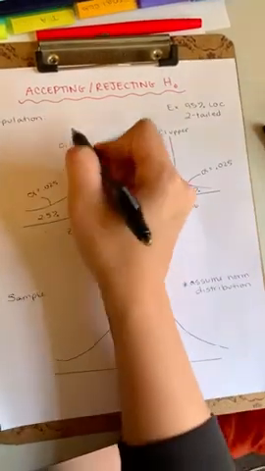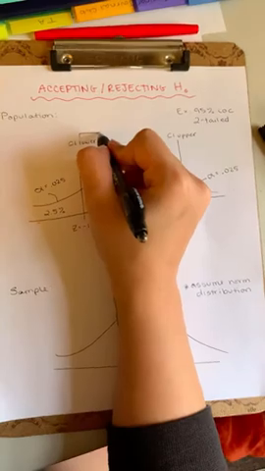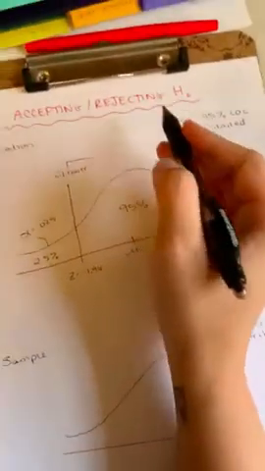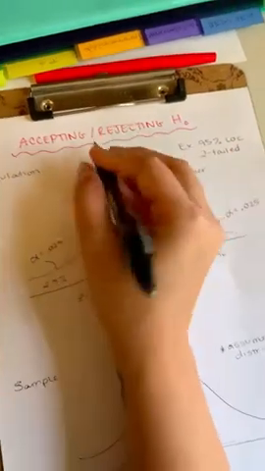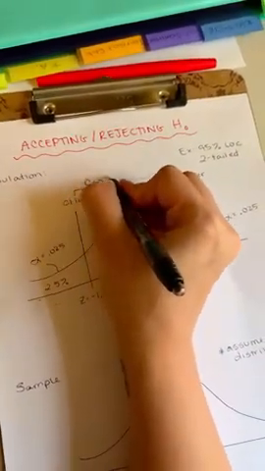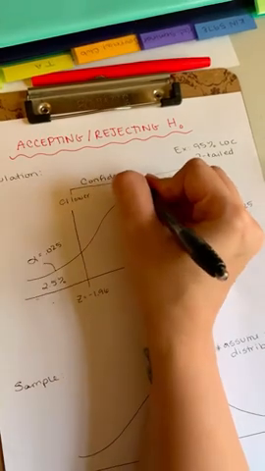Okay, so when we put these two together, we can then, oh no, hold on a second. Things are moving. Okay, we can then say this is our confidence interval.